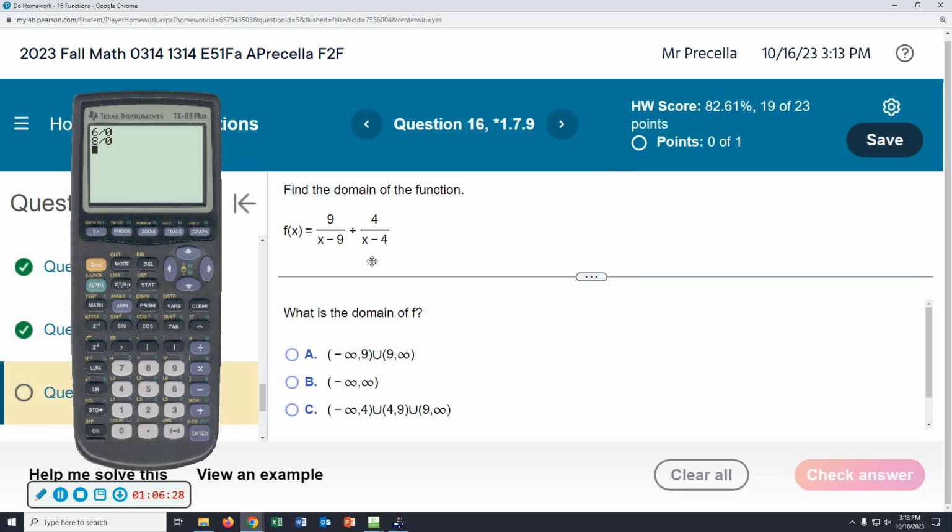Okay, there are 2 numbers here we can't plug in for x. On the first fraction, what number would give me a 0 in the bottom? 9. What about the second fraction? 4. Let me write the problem down. So in words, we'd say all real numbers except 9 and 4.